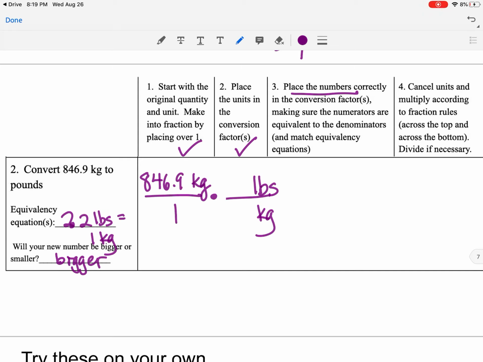How many pounds equals how many kilograms? I'm looking at my equation here, and it's 2.2 pounds equals 1 kilogram. Sometimes people mix it up and they might put the 1 on the top: 1 kilogram equals 2.2 pounds. It's important that it matches the equivalency equation, 2.2 pounds equals 1 kilogram, or you'll get the answer wrong.